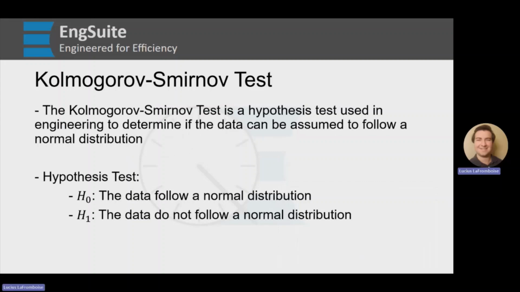The Kolmogorov-Smirnov test is a hypothesis test used in engineering to determine if the data can be assumed to follow a normal distribution. As a hypothesis test, we have a null and alternative hypothesis. The null hypothesis for the Kolmogorov-Smirnov test is that the data follow a normal distribution. The alternative hypothesis is that the data do not follow a normal distribution.